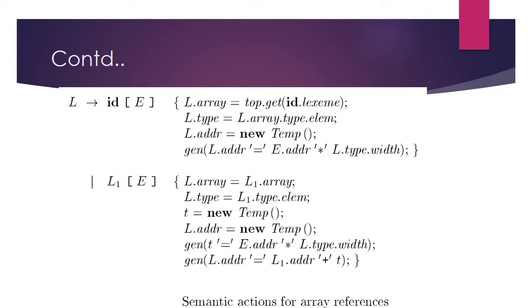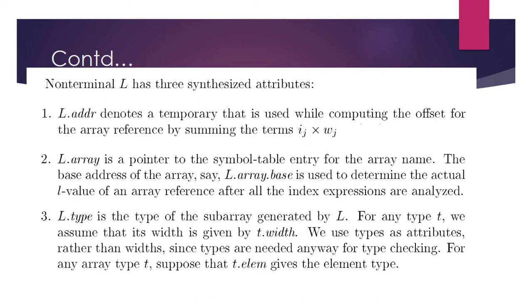Then we have to add that to the base address of the array. The base address of the array will be there in L1.address. So the offset value that we have calculated will be added and used to find out the exact location of the array. So these are the semantic actions for the array references.